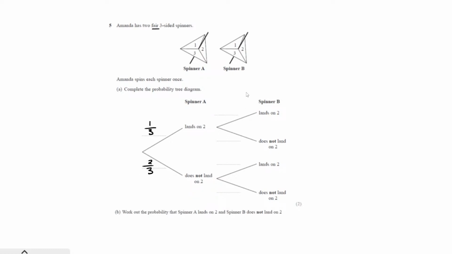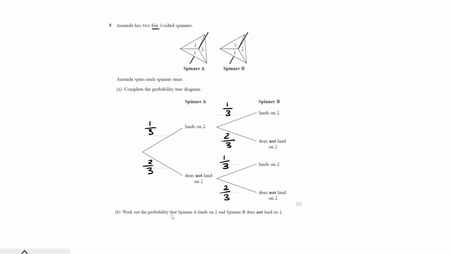Now, looking at spinner B, whatever happens to spinner A does not affect spinner B, does it? They're completely different spinners, so it doesn't really matter. We're looking at spinner B, we've got exactly the same, haven't we? So it lands on 2 is still 1/3, and not 2 is still 2/3. And down here, same thing again, because whatever happens for A does not impact B. Now, your question that you said probably does affect it, so we'll have a look at that as well. So that's 2 marks, that's quite nice.